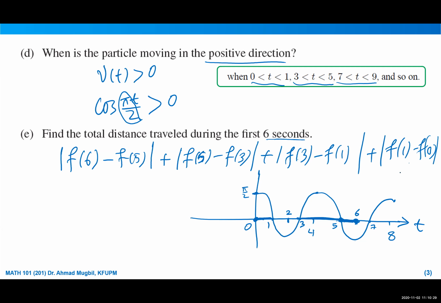No problem, it's okay. No problem, let's calculate it if you want.